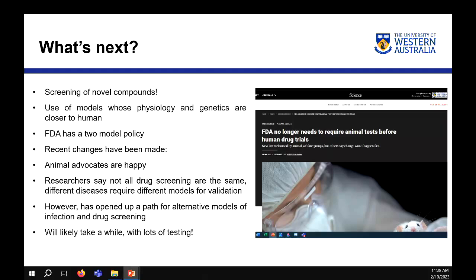Researchers say not all drug screening is the same. Different diseases require different models for validation. However, it has opened up a path for alternative models. So these are the organoid models, the 3D tissue culture models, all those sorts of things are becoming more popular. So it'll probably take a while with lots of testing and validating of the different systems.